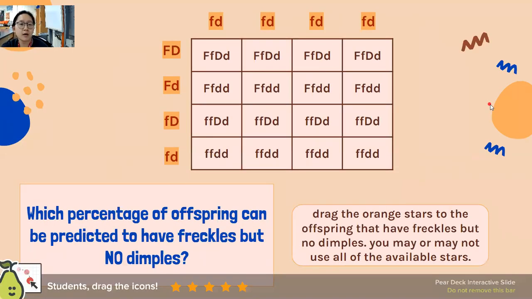So the question again that we originally asked was, which percentage of offspring can be predicted to have freckles but no dimples? So I'm going to ask that you drag the orange stars to the offspring that have freckles, okay, have at least one capital F, but no dimples, which means they're going to be lowercase d, lowercase d. You may or may not use all of the available stars.